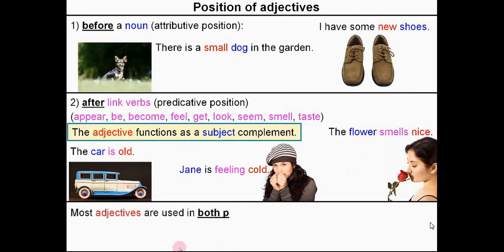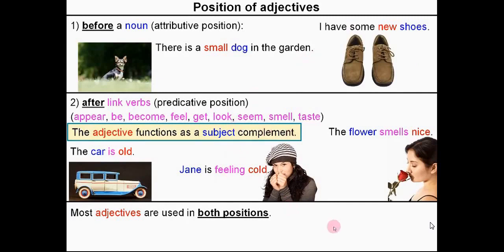Now, most adjectives are used in both positions. So most adjectives can be either before the noun or after the link verb. So for example, here the adjective new is before the noun. But we could also say my shoes are new, and that would be after the link verb. That would be the predicative position. Okay, so most adjectives can be used in both of these positions.